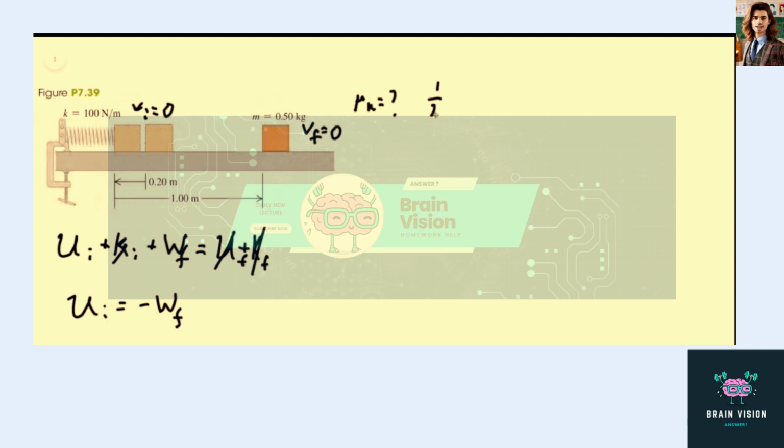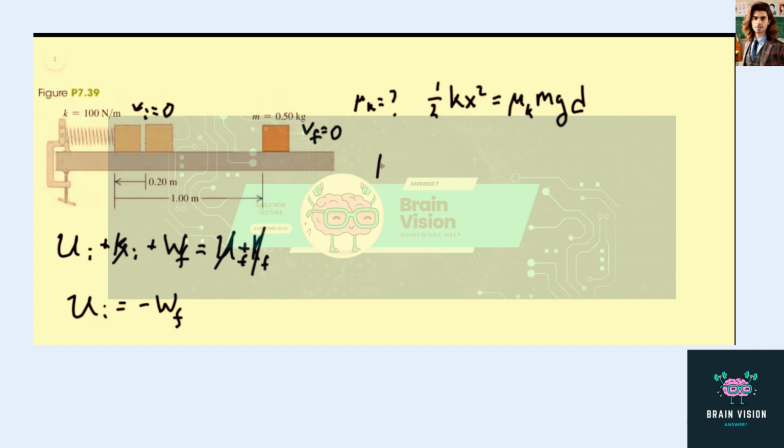So the spring potential energy is 1/2 kx squared. X will be our 0.2 meters. K is 100 newtons per meter. This has to be equal to, now the work that friction does is negative mu times the normal force times the distance. So we get two negatives, which cancel. Mu is our kinetic coefficient of friction that we would like to find. The normal force, this is horizontal, so it's just the weight. And then we'll call d our distance of 1 meter.